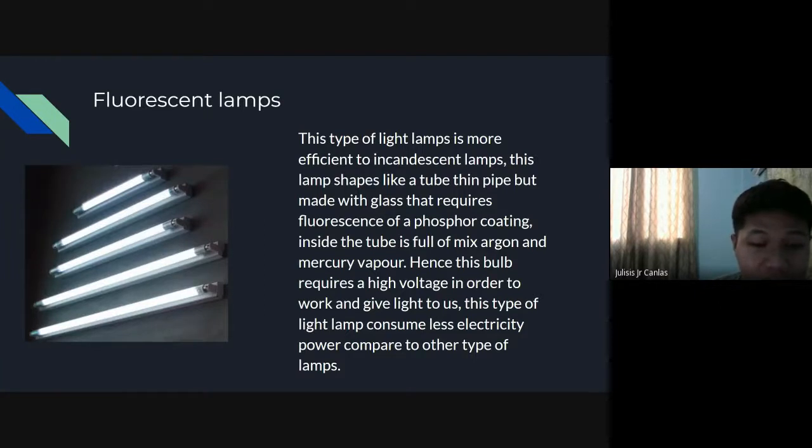This only requires less power and less electrical energy to use and less voltage to be used in this kind of lamp. Do you want to add other explanation, mate?